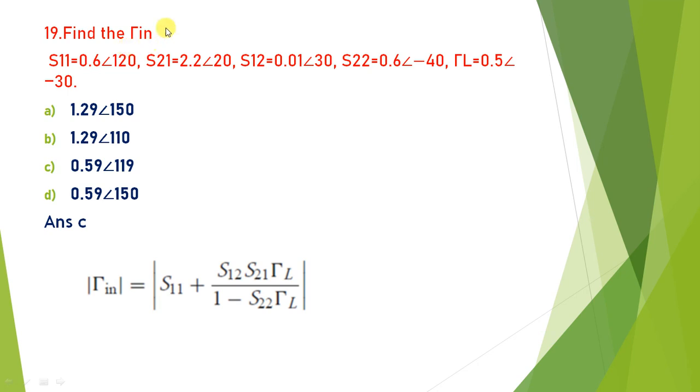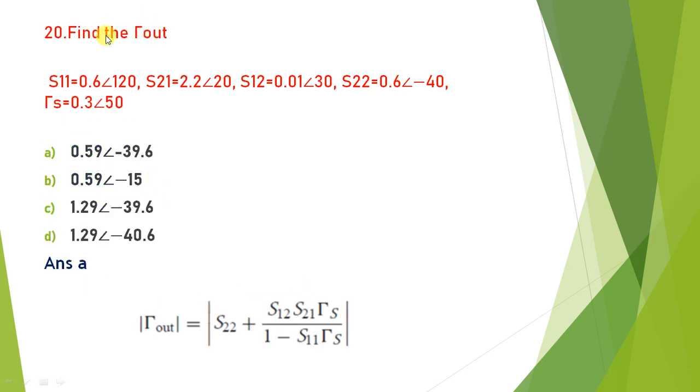Find the value of the input reflection coefficient if all the parameters are given and the load reflection coefficient is also given. In order to find the input reflection coefficient in terms of load reflection coefficient, this is the equation. So mod gamma in is equal to S11 plus S12 S21 gamma L divided by 1 minus S22 gamma L. Put the values of S11, S12, S21, S22 and gamma L in magnitude form. You will get the answer C. So the magnitude is 0.59 and the angle is 119. Okay.